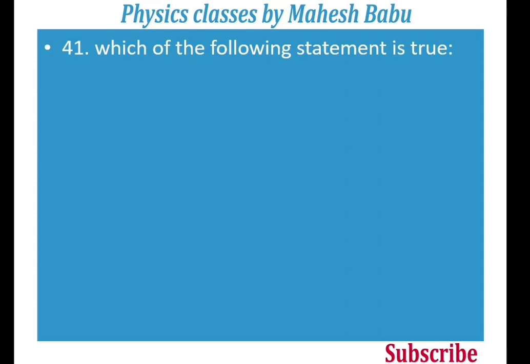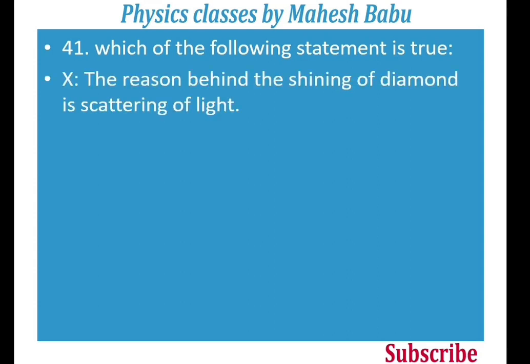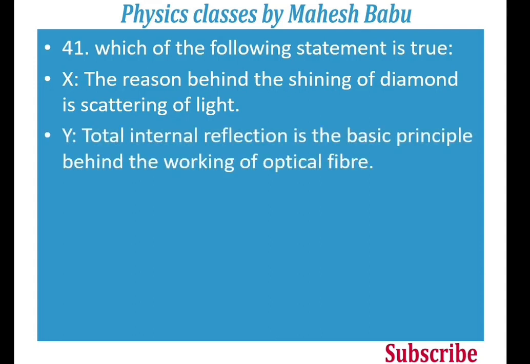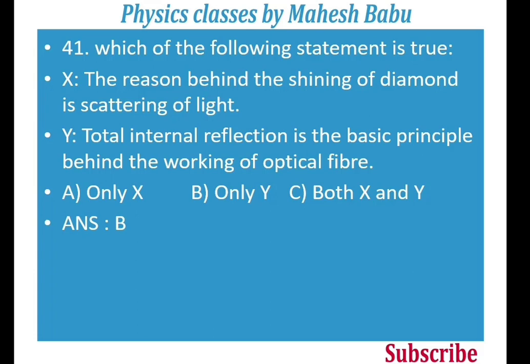Next, which of the following statements is true? The reason behind the shining of diamond is scattering of light. No. The reason behind the shining of diamond is total internal reflection. Total internal reflection is the basic principle behind the working of optical fibers. Yes. Only Y is correct.